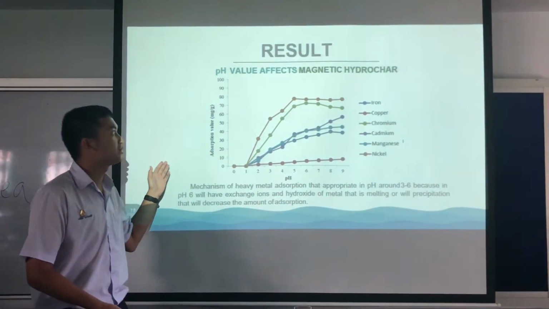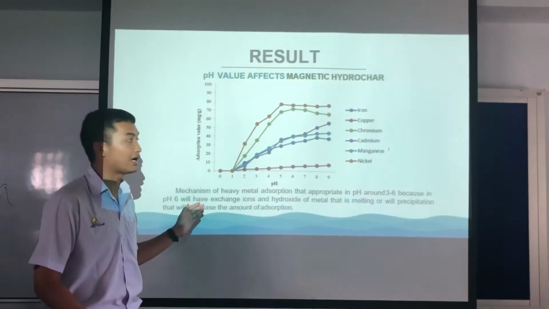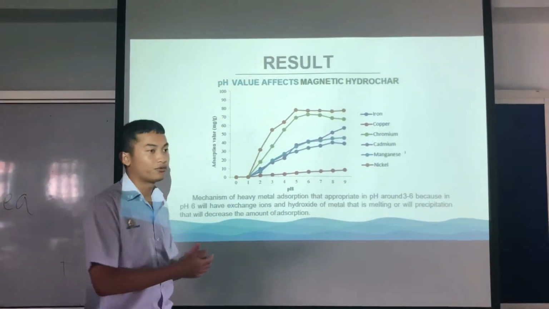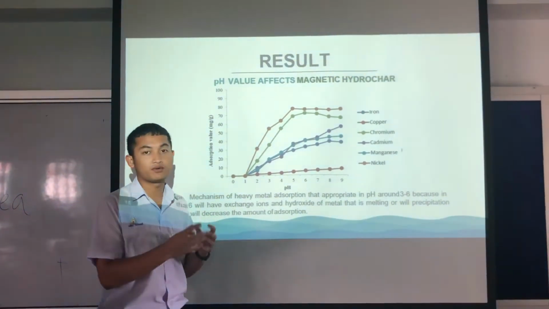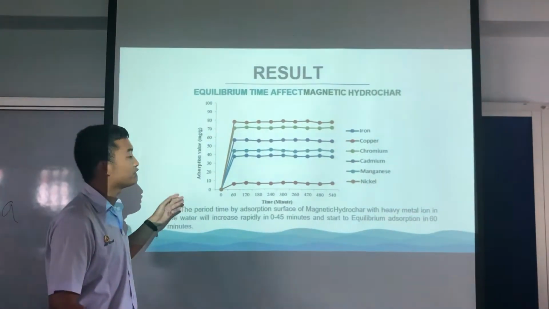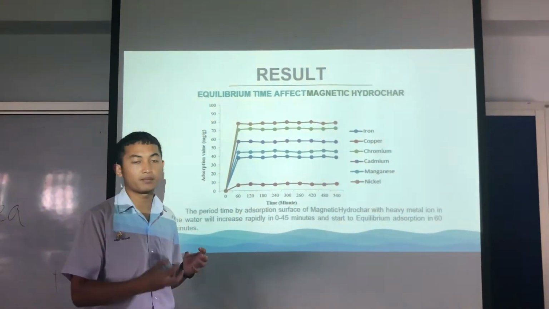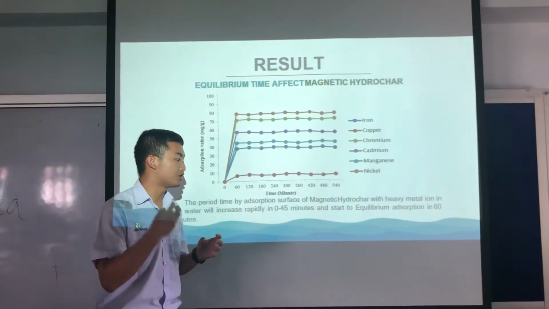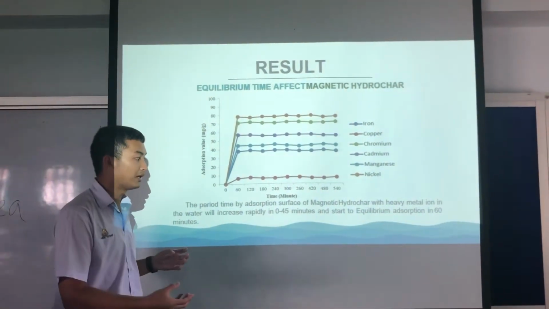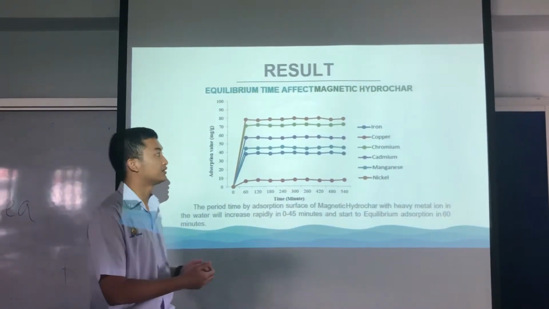Next, we checked the factors of adsorption. First we checked the pH value that affects the magnetic hydrochar. We found that the best pH for the magnetic hydrochar to adsorb heavy metal ions is pH 5. After that, we checked the equilibrium time. We found that our magnetic hydrochar adsorbs rapidly from 0 to 45 minutes, and adsorption reaches equilibrium at 60 minutes.